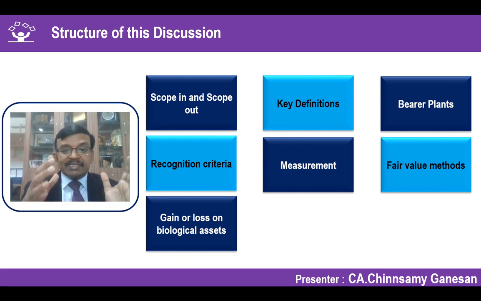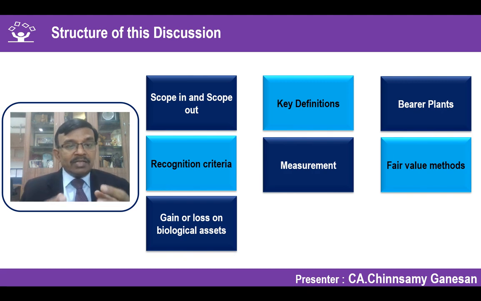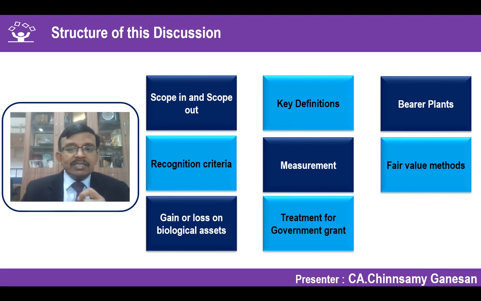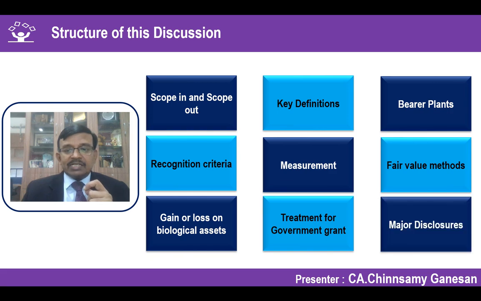So far, whenever an asset has been revalued or fair valued, we never take it to the P&L account. Only in this standard, it prescribes that we have to take it to the profit and loss account. That becomes the biggest criticism for this particular standard. Treatment of government grant which is relating to biological asset or agricultural operation should also be part of our discussion. And of course, we have the major disclosures to be considered under this particular standard.